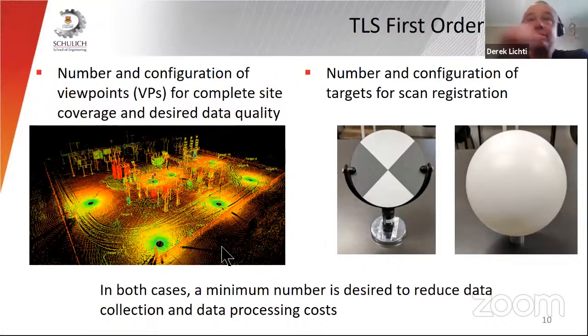Basically, we can boil it down to 2 sort of tasks that must be performed in this first order design. First is the number and configuration of viewpoints or instrument locations required for complete coverage of a site, and with the desired data quality, as we talked about, precision and reliability. And we can see on the left-hand side the example of an electrical substation where the objective was to produce a 3-dimensional CAD model of the as-built condition of that site.